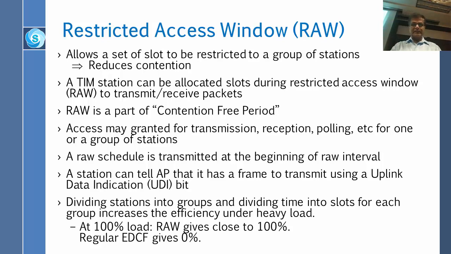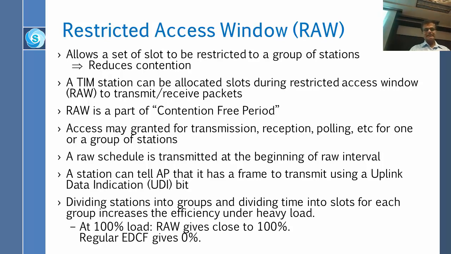So dividing stations into groups and dividing time into slots for each group increases the efficiency under heavy load. And last time we had discussed that fully reserved is good for heavy load, and fully random is good for light load. Okay? I mean, even for traffic lights. When you are standing at the traffic light, if there is no traffic, you feel, why did they put the traffic light here? So if there is no traffic, no light is good. Randomly people come and go, right? At 5 o'clock, you cannot do random. There is traffic, and you need to reserve time.